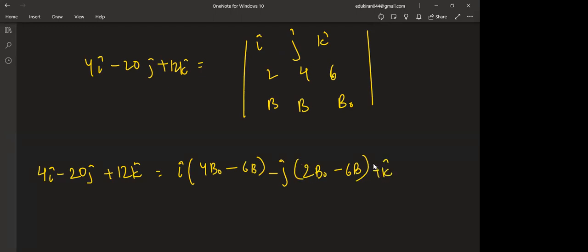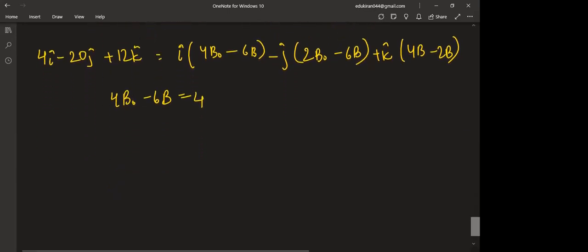Plus K cap. So K cap will be, eliminate these two, 4B minus 2B. Now see, if you just compare the LHS and RHS terms together, just look at the I cap terms. So this means 4B naught minus 6B is equal to 4. And look at the J cap terms. This is the term 20 and this. So this means that 2B naught minus 6B is equal to 20.